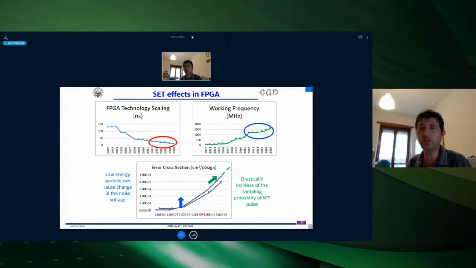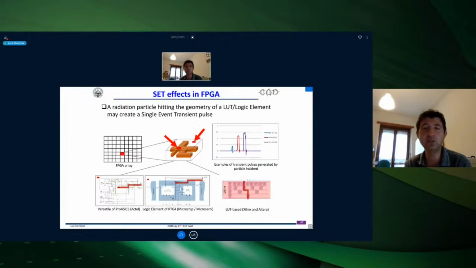But then here we have two other side phenomena. On one side, we have smaller nodes. On the other side, we have a faster speed. And this contributes in two ways. The smaller node means that even a low charge particle can provoke an error. On the other side, a faster working frequency means that you will sample more. So the error cross-section for a given circuit is going to increase. This is of course valid for ASIC, but especially for FPGA, which follows a steeper trend from the shrinking technology point of view. So what do we need to do to analyze this type of effect and mitigate it?